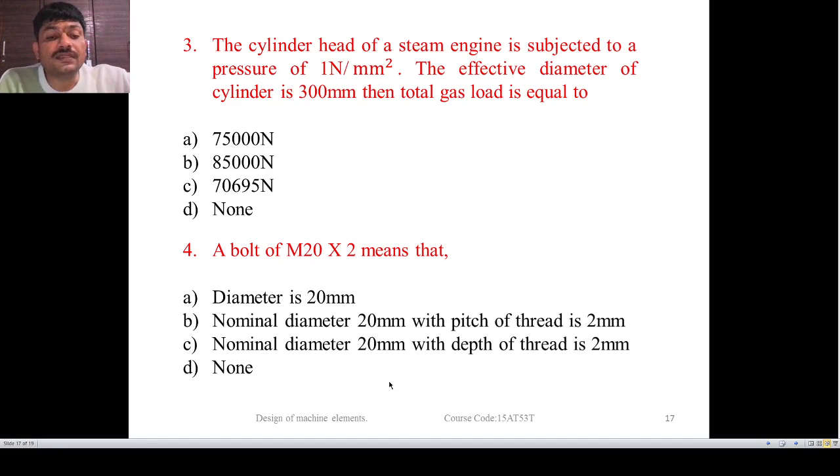So the screw M20 into 2 means the nominal diameter of the bolt is 20 mm with the pitch of the thread being 2 mm. So don't consider nominal diameter 20 mm with the depth of thread. Depth of thread is different, and the pitch of the thread is different. And if there is only M20, then simply the diameter is 20 mm. But here the correct answer for this question is option B.